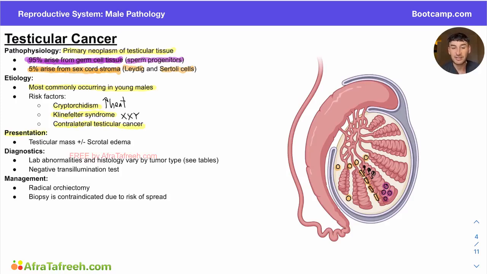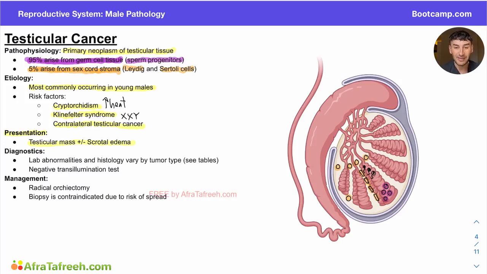This is usually going to present as a vignette. It's going to be like a 25-year-old male presenting to family care clinic after he noticed a lump on his testicle. It may be painful, it may not be painful. He may also complain of some associated scrotal edema. And you're going to say, okay, I'm going to do a physical exam and see what we're dealing with here. So testicular mass plus or minus scrotal edema. And then there's an important physical exam test to do here.